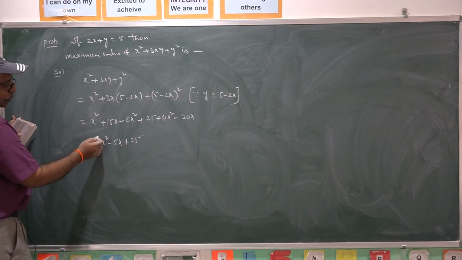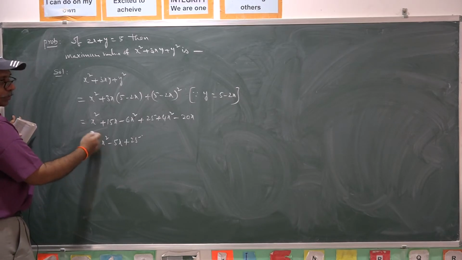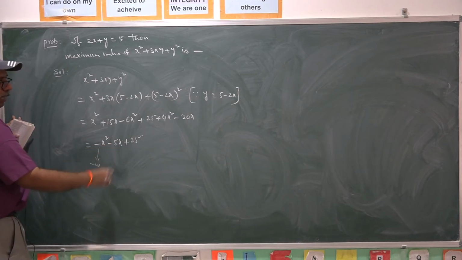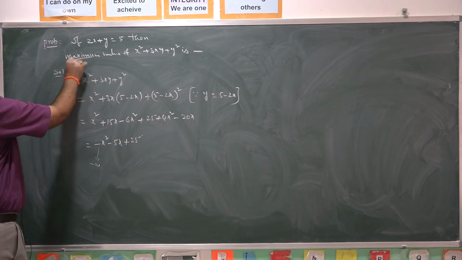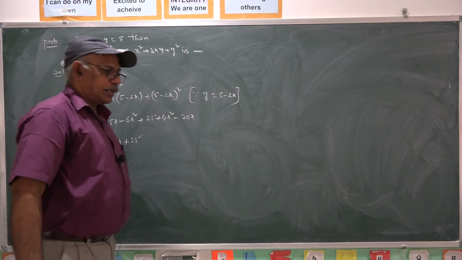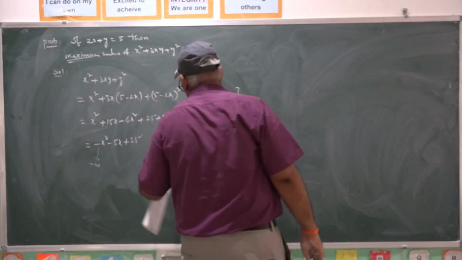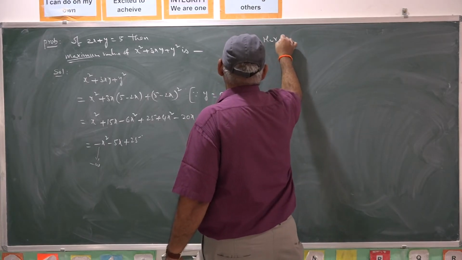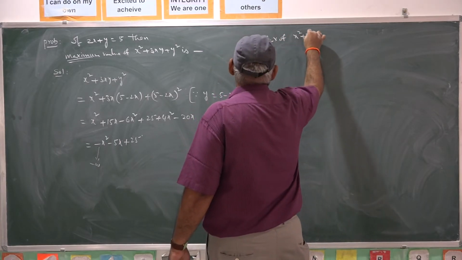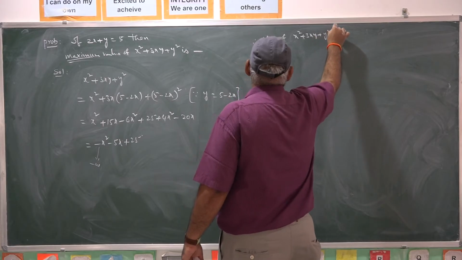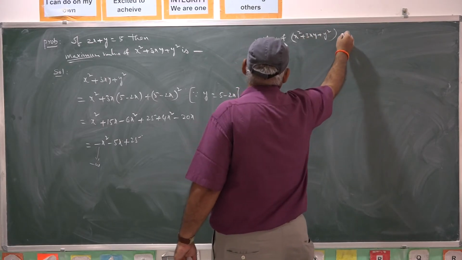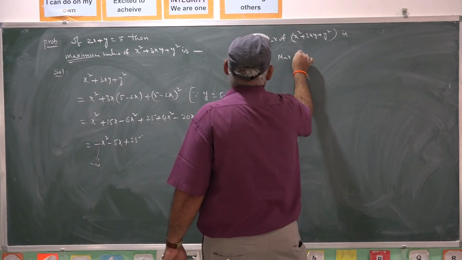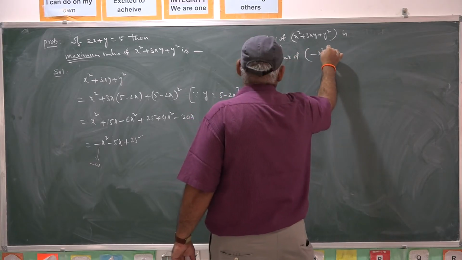Clearly x square coefficient is negative. This one is negative, hence it takes maximum value. The quadratic takes its maximum value once x square coefficient is negative. So, maximum of x square plus 3xy plus y square is equal to the maximum of the quadratic.